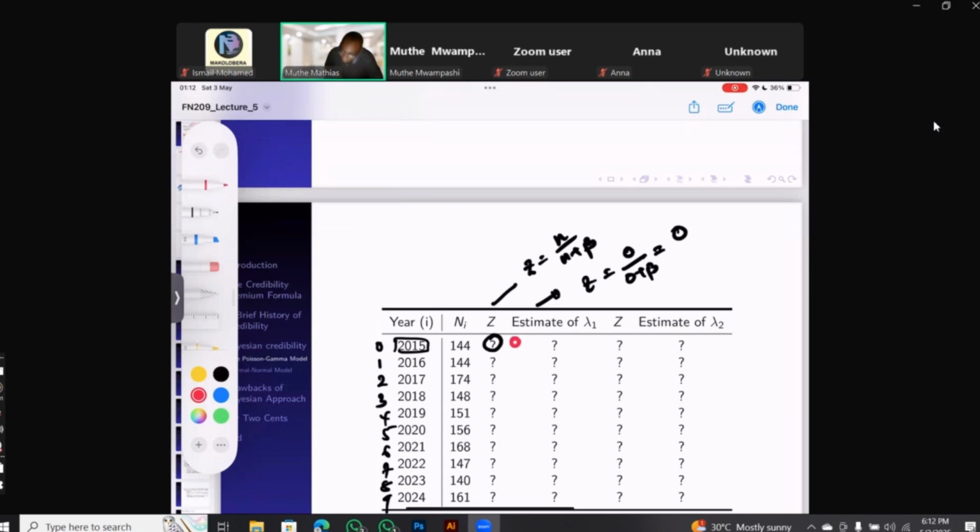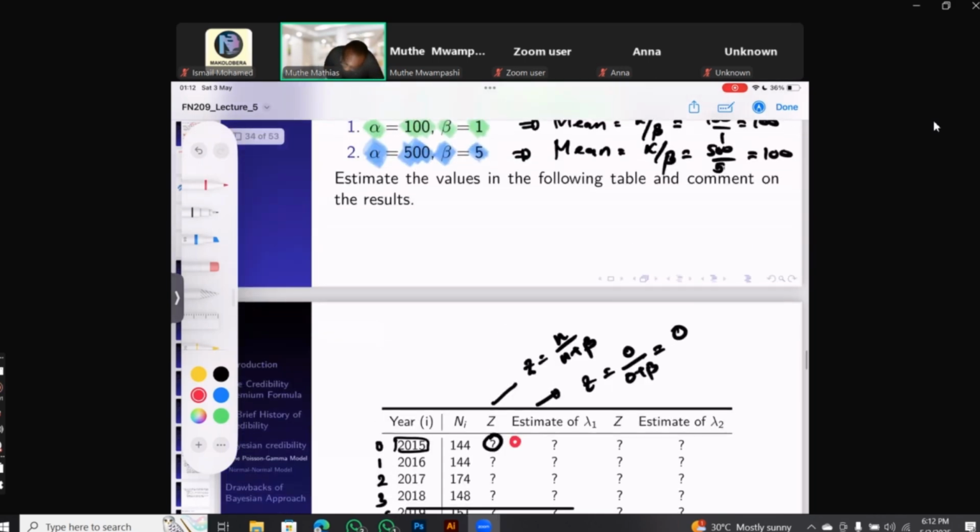Why? Because remember our formula says the credibility premium is given by Z x bar plus 1 minus Z and then the prior or the collateral. So you can see that if we don't have any data from the risk itself, because this is year 0, the starting point, you don't have any information about the risk itself, then you cannot put any trust here. So this one should be 0.